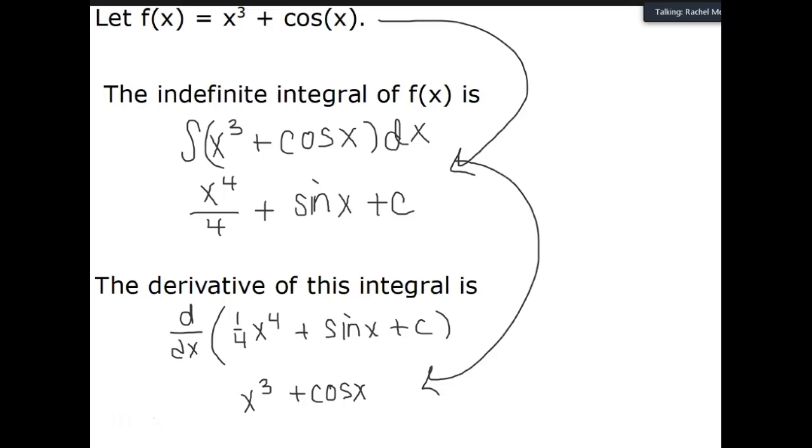So what happens when we take the indefinite integral and then take the derivative of the indefinite integral? What do I end up with? I end up with what I started with. So the indefinite integral and derivative of the indefinite integral gets me the original. So that makes derivatives and integration inverse operations of each other.